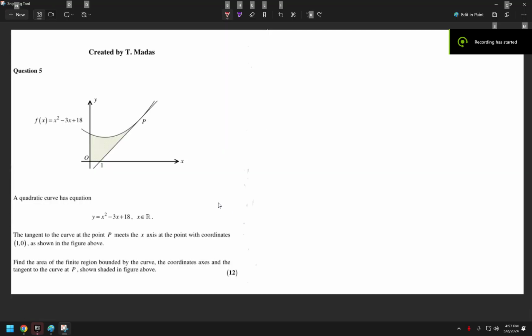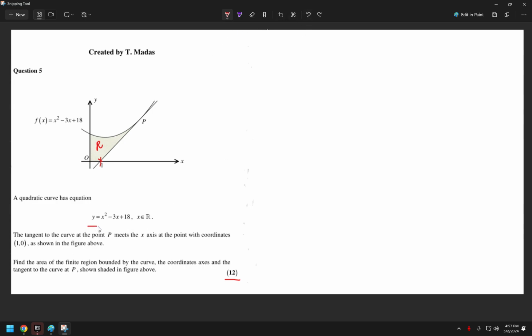Okay, so this is going to be a 12 mark integration question. We have a tangent that crosses the x-axis at point O, and we have a curve, and we want to find this shaded region, which we can call R. We're given the equation of the curve.